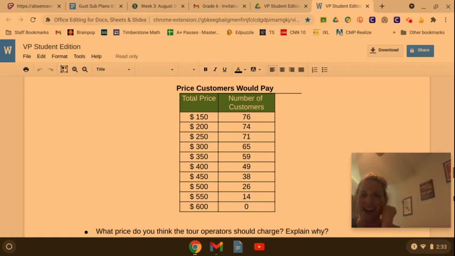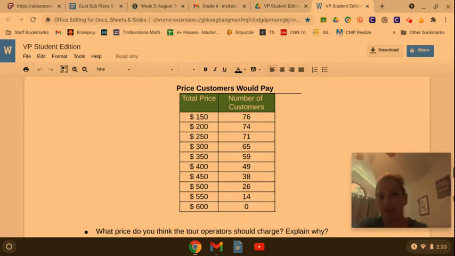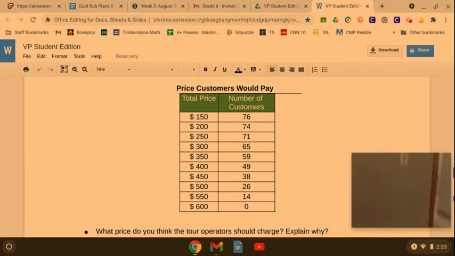Okay, now that you've had some time to discuss, I would like you to add that to the top of your worksheet, what you think a good price would be and why. And then I'm going to turn the camera over to my worksheet because I also want you to add a few notes.